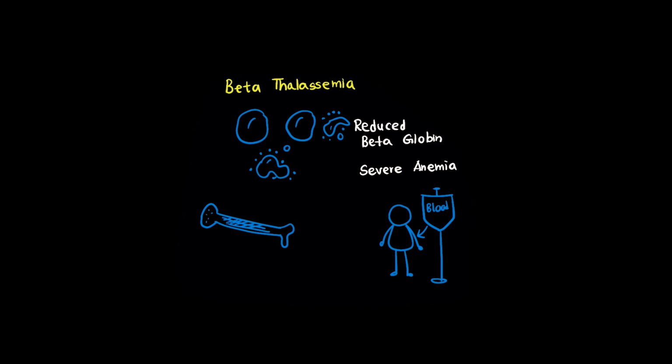The correct answer is epoetin alfa because it directly targets the underlying pathophysiology by stimulating the bone marrow to increase red blood cell production, addressing the anemia at its source.